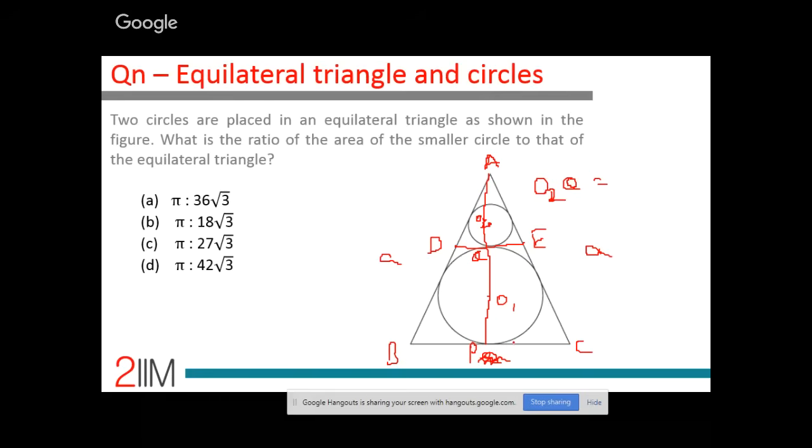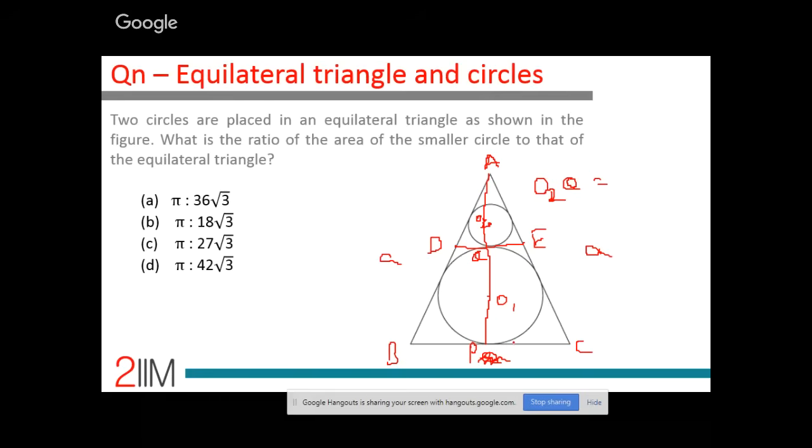I'm going to put pressure on you. So let's rattle off this question. Let's assume the big equilateral triangle has side a. So what is AP, the altitude? Root 3 a by 2. What is the radius of the larger circle? This is the incircle. It is a by 2 root 3.